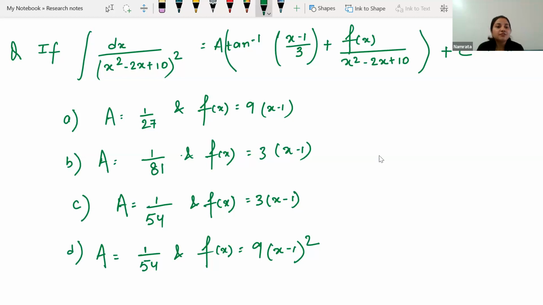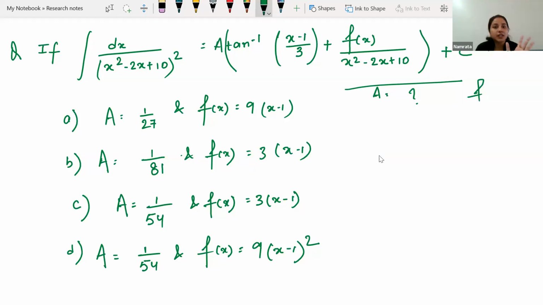So the question is, if the integration of dx over (x square minus 2x plus 10) whole square is equal to a tan inverse of (x minus 1) by 3 plus f of x by (x square minus 2x plus 10) plus c, then we have to find the value of a and the value of f of x. So that's what is given in the options.